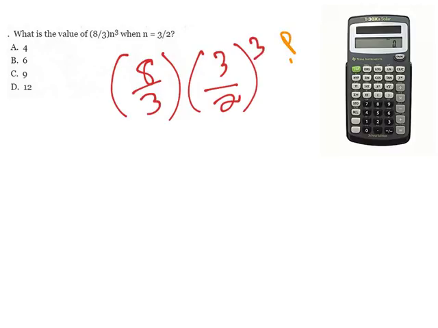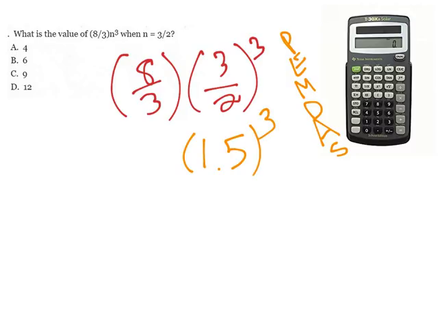And remember, PEMDAS. You do not do 8 thirds times 3 halves. You do 3 halves cubed. So there's multiple ways that you can do this. One of them is to turn it into decimals. Okay? 3 divided by 2 is 1.5, cubed. And 8 divided by 3 is 2.6 repeating, so I'm going to use 2.7.